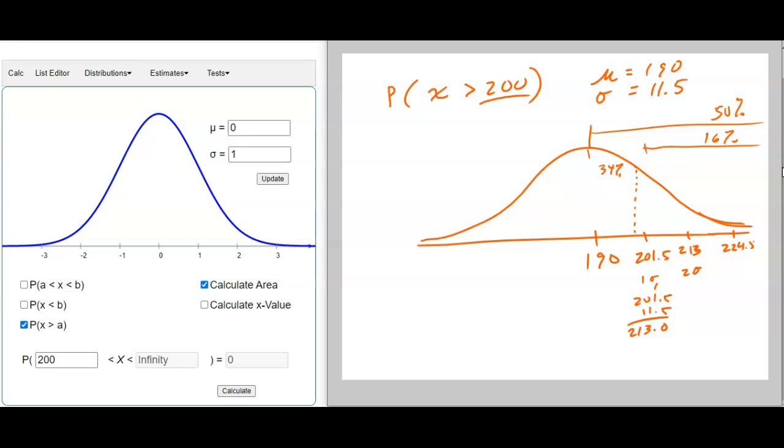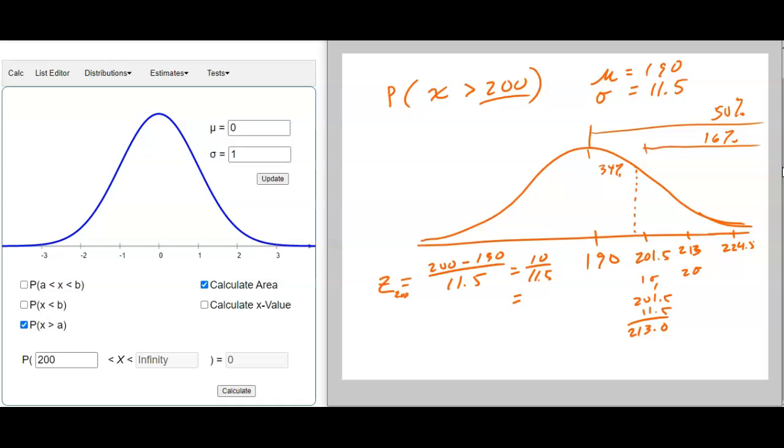I'll remind you, there's a z-score formula. Remember, the z-score for 200 would be 200 minus the mean 190, divided by 11.5. So that's 10 divided by 11.5.